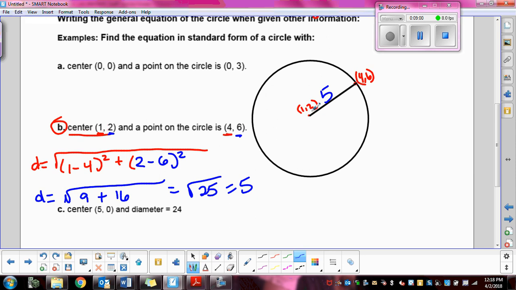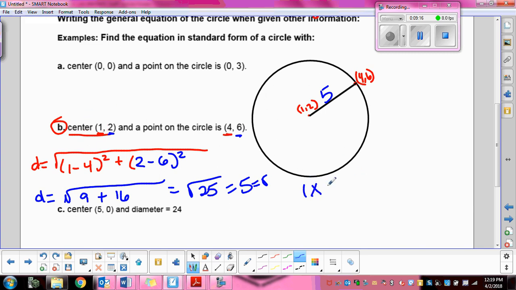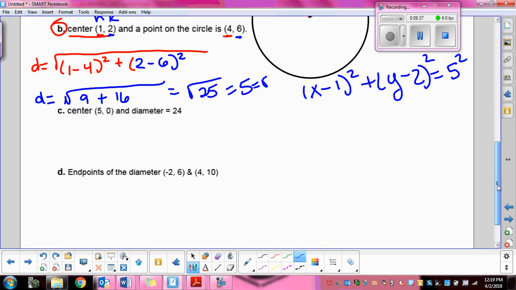This distance right here is going to be 5 units. And anytime I draw a line from my center to any point on that circle, it is going to be 5 units away. So I'm going to plug it into the equation of a circle now. This is all I need. I have my radius and I have my center. So I have (x minus my h, which is 1) squared, plus (y minus my k, which is 2) squared equals r squared. And r is 5 squared, or you can put 25. It's up to you.